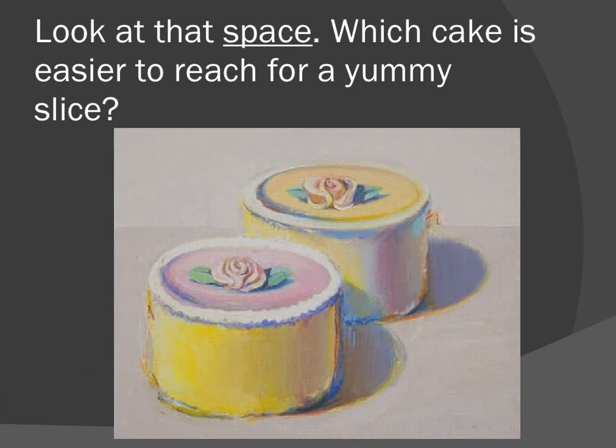Now we're going to look at how he's using space. Artists use space in different kinds of ways. In this example, he's using overlap. One cake is overlapping the other to make it look like it's behind it. So the bottom left looks like it's in front of the other cake because they overlapped.